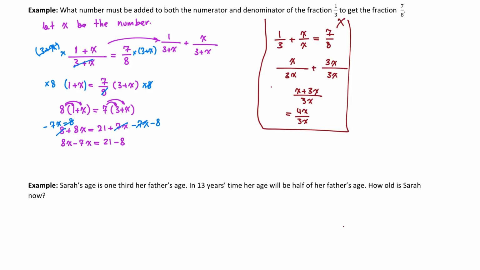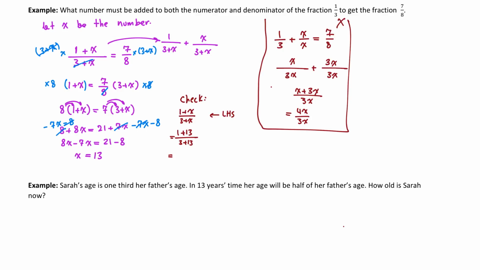8x and 7x are like terms, so 8x minus 7x gives me x, and 21 minus 8 gives me a value of 13. So to check to see if my solution works or not, I will do a little check here. I will grab my original equation, which was (1 plus x)/(3 plus x) on my left hand side, and my x value is now 13, so (1 plus 13)/(3 plus 13).